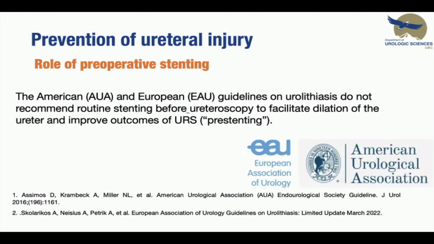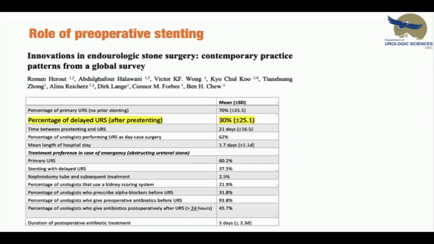Moving to the next objective, prevention of ureteral injury. We're going to first discuss the role of preoperative stenting. Both American and European guidelines don't recommend routine stenting before ureteroscopy to facilitate dilation of the ureter and improve ureteroscopic outcome. In our survey, the percentage of urologists doing delayed ureteroscopy after pre-stenting was 30%, which is actually interesting.